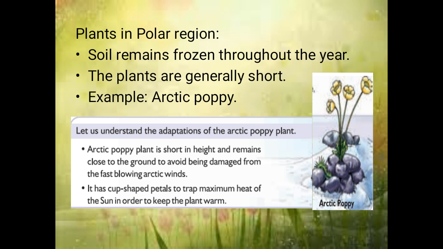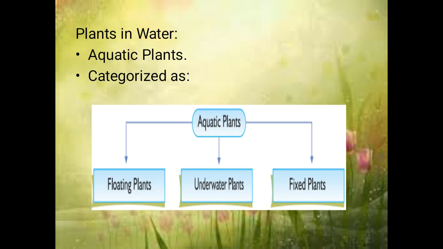The roots go deep into the mud. They are too short and their leaves are cup shaped in order to trap the maximum heat of the sun to keep the plant warm. In such a way the plant adapts, right? Similarly, the plants in water are known as aquatic plants. They are categorized as floating plants, underwater plants and fixed plants.